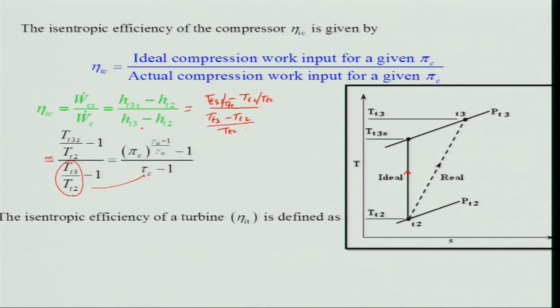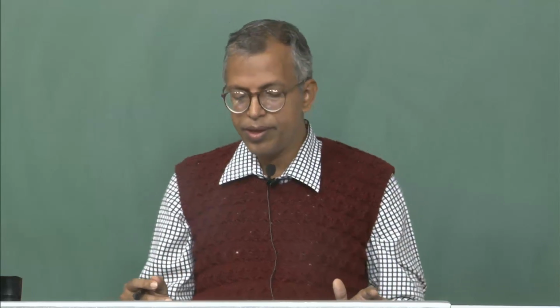So, the isentropic efficiency of a turbine you can write down in a similar manner, that is (T_t4 minus T_t5) divided by (T_t4 minus T_t5s), and you can write it as (1 minus tau_t) divided by (1 minus pi_t to the power (gamma_g minus 1) divided by gamma_g), right. You can look at your diagram and then do that, but it will be the same thing.